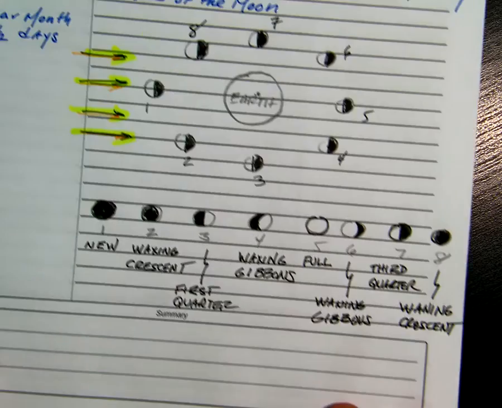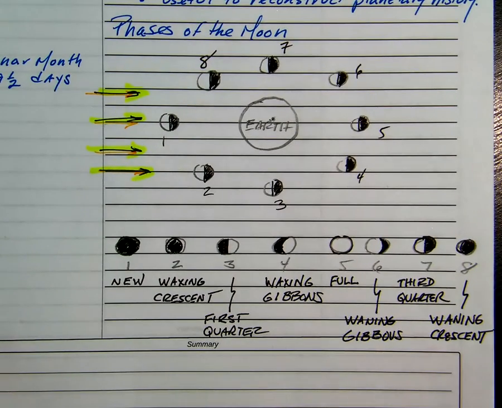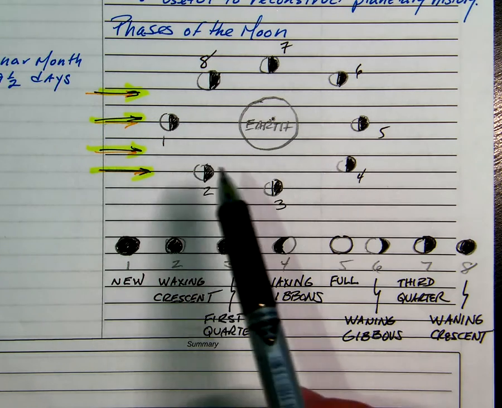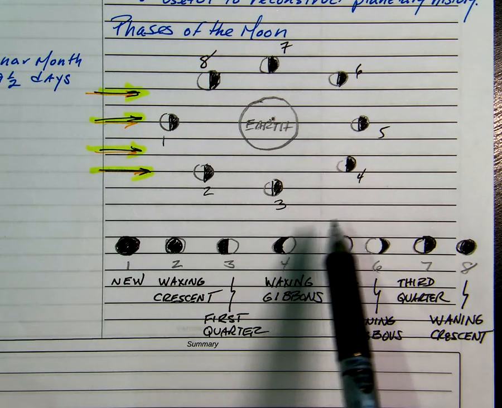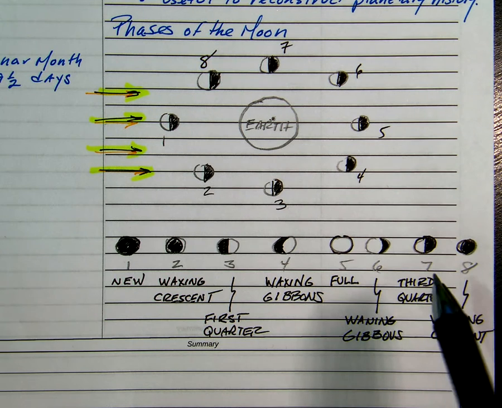Okay, so that should be able to explain to you the phases of the moon. Once again, as you go through the different phases across the entire month, you will end up seeing the moon in these phases. So that should be easy enough to identify.